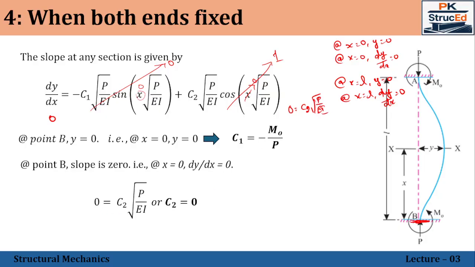And here, if you are equating left and right, in the sense, either C2 should be equal to 0 or root over P by EA should be equal to 0. And since root over P by EA is a constant, C2 alone will be 0. So that's why C2 is equal to 0.